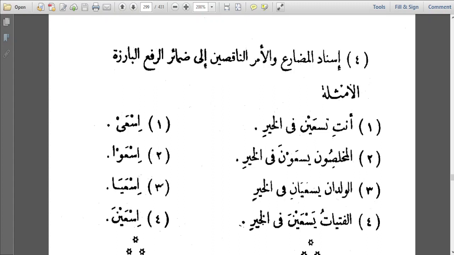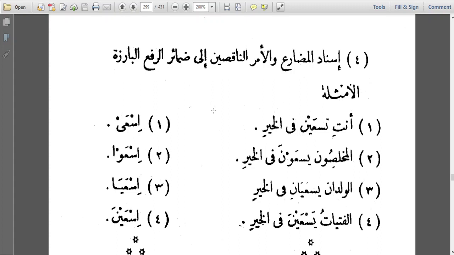You are all welcome to this session on our Arabic grammar lessons with النحو الواضح. Inshallah, today again we look at another topic which is similar to the topics we have been looking at. We are not yet done with the إسناد الأفعال المعتلة إلى ضمائر الرفع البارزة. So we are still looking at that series.